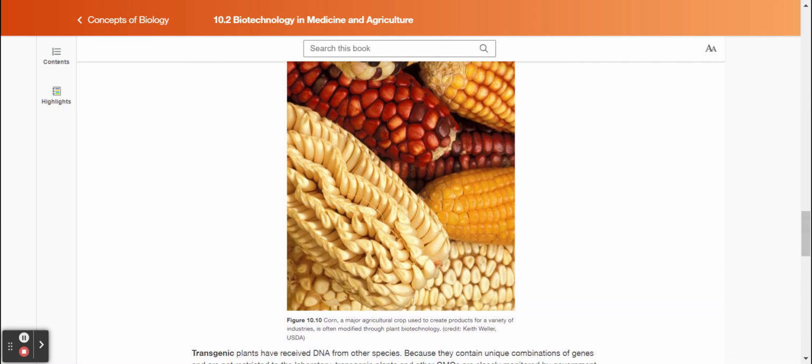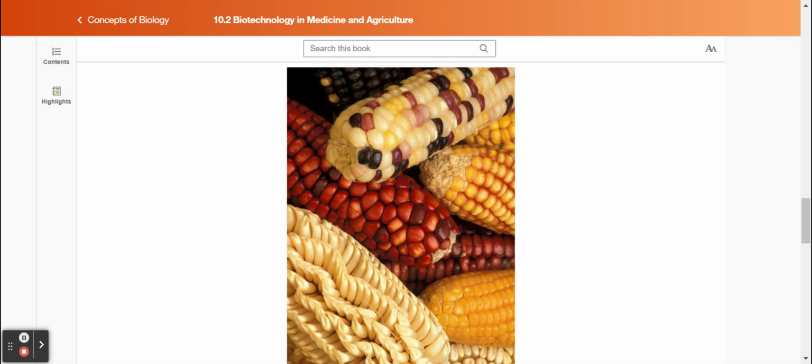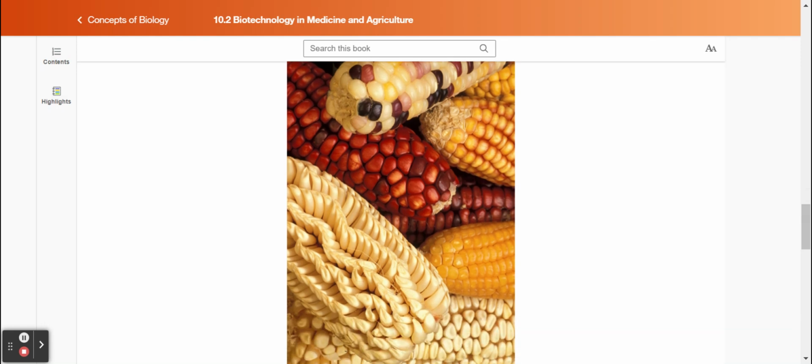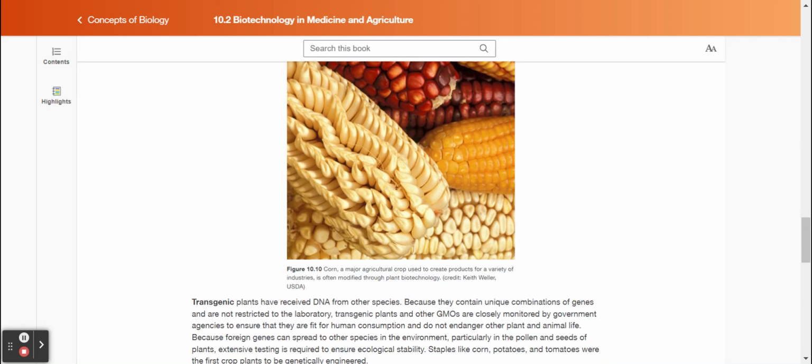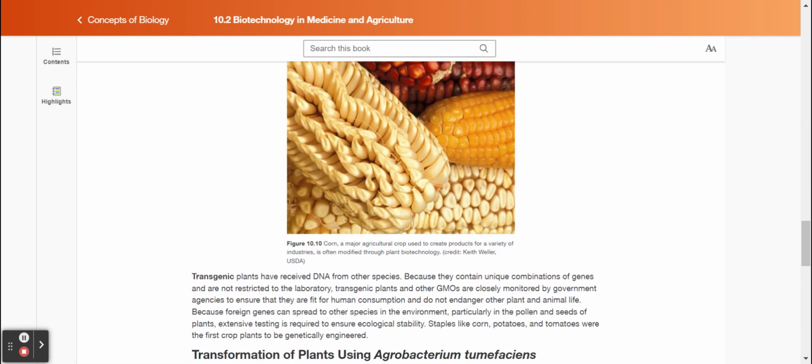Figure 10.10. Corn, a major agricultural crop used to create products for a variety of industries, is often modified through plant biotechnology. Transgenic plants have received DNA from other species.